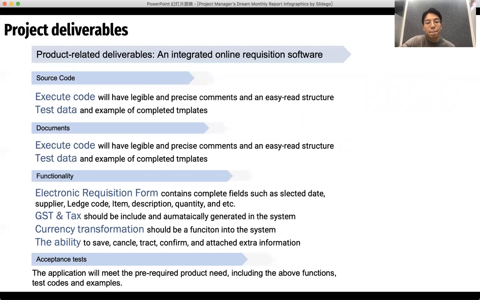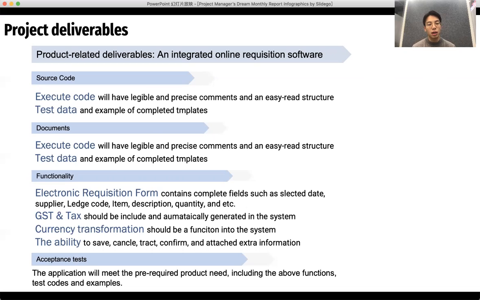So besides the paperwork, the other part of the deliverables is the product-related deliverables. It includes source code. The source code is composed of two parts. One is the executable code. The executable code will have legible and precise comments and an easy-to-read structure. And the test code would be an example of the completed templates, but it's just a test sample.